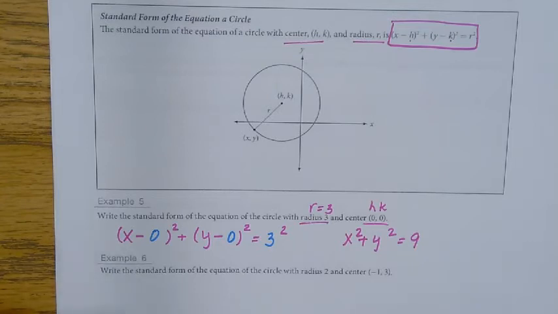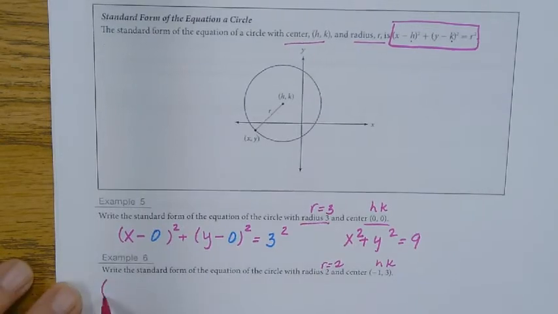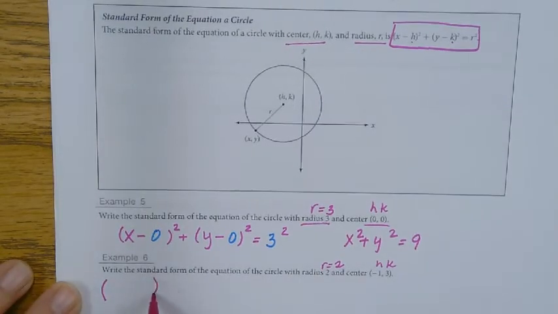And then the next one, let's say HK, or our center, is negative 1, 3. Our radius is 2. So let's go ahead and put that template back up.